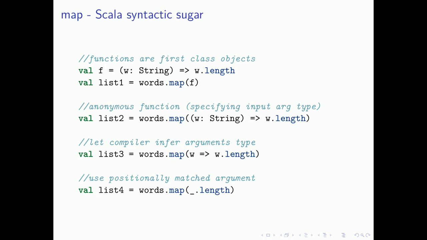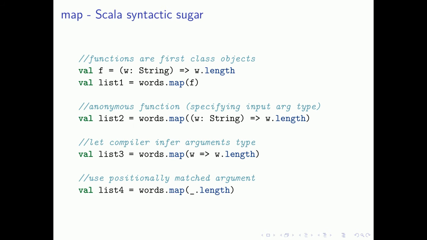Then I can apply that function to my words. But hey, why even create a named function? I'm just computing the length. So I'm just going to use an anonymous function. I'm going to say map, and give it w of type String, return the length. But hey, the compiler can infer all the type arguments, so let me not even tell it that it's a string. It knows already, so I can just say words.map w, and then give me w.length.